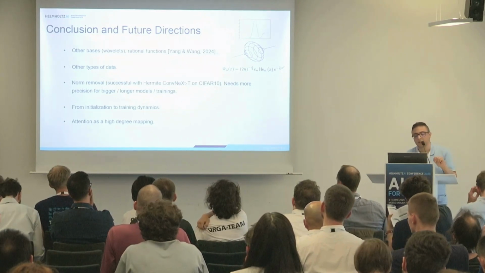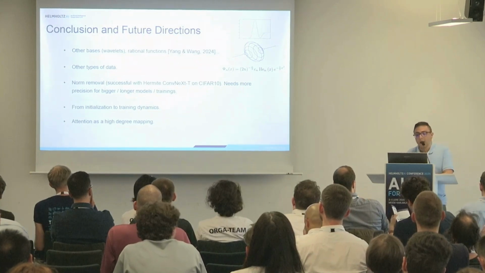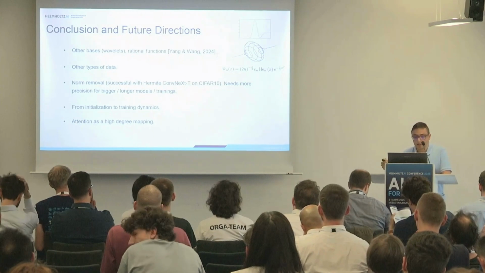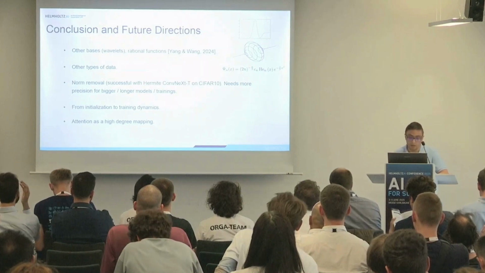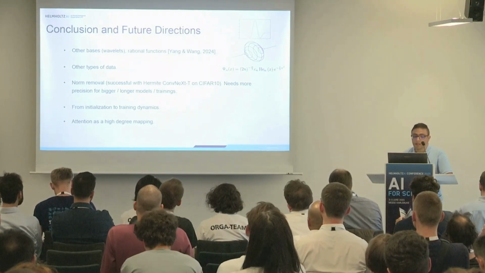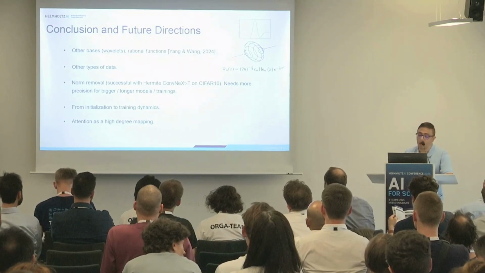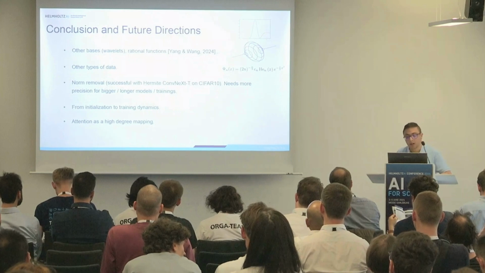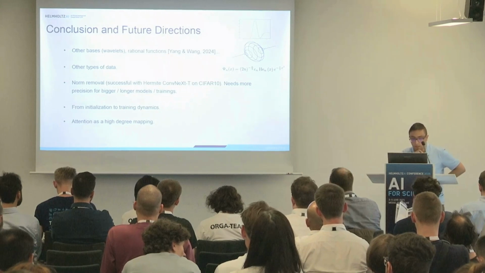So in conclusion, I have presented a principled way to look at activations through the lens of Hilbert space and tropical geometry. Some natural extensions are via wavelets, for example, or rational functions, as in Young and Wang 2024. It seems that low degree is needed for natural language processing and tasks of image classification. We don't know what happens for other types of data.